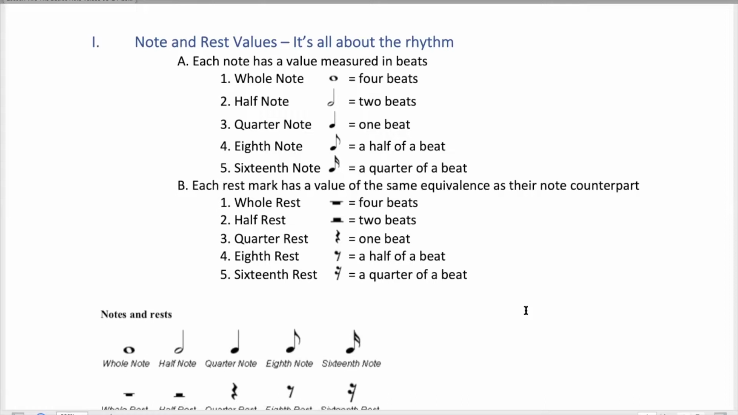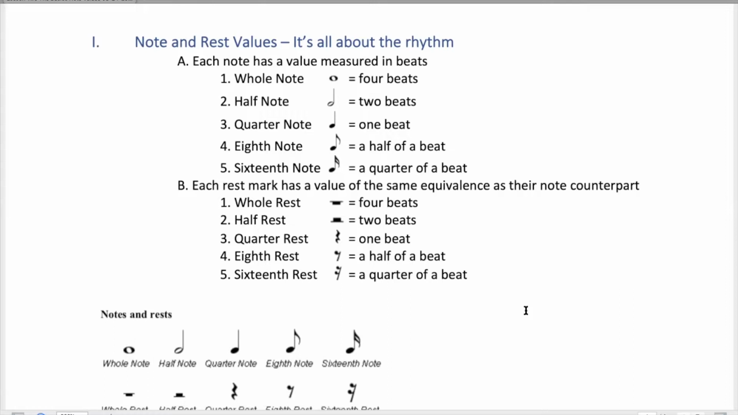So this is the beats. 1, 3. It is counted on 1 and 3 only because the half note counts as 2 beats. For the 8th note, it is a half of a beat. So if these were the beats, 1 and 2 and 3 and 4 and, that's how you would count 8th notes. For 16th notes, it is a quarter of a beat.